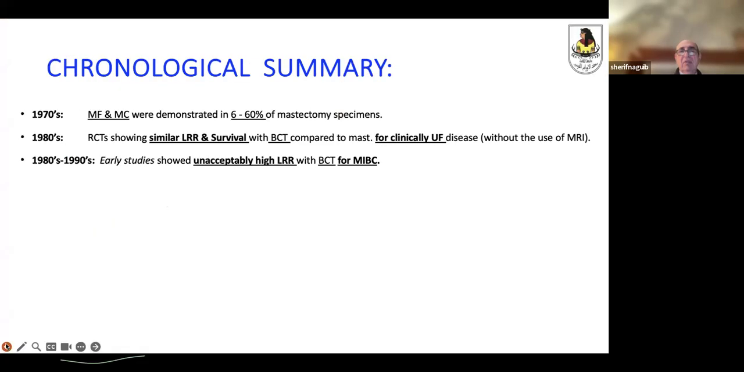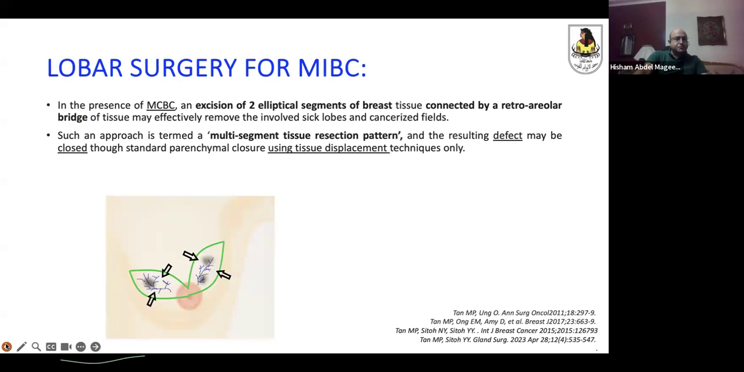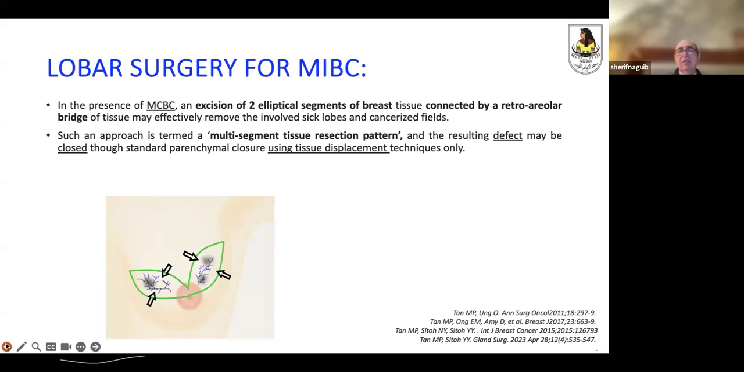طيب هوري بس الدكتور هشام اللوبر سيرجري كنا بنتكلم عليها، اللي هي دي، اوكي. اللي هي resection of different lobes with a bridge of retroareolar tissue relating both segments removed. ودي بيعملوها في المالتي سنتريك. It's only a new theory that is suggested يعني اوكي.